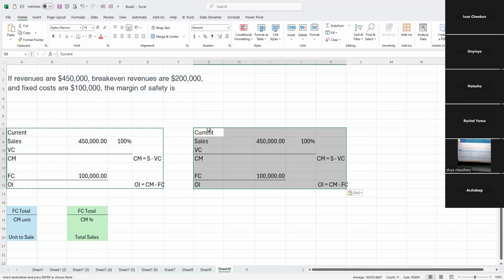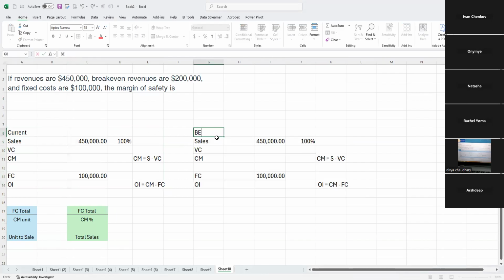Now, at the break-even, where am I? How much are my sales? Break-even is $200,000, right? Yeah. Sales revenue is 200,000. So if my fixed costs are $100,000, and I know here I'm at zero, how much is my contribution margin?